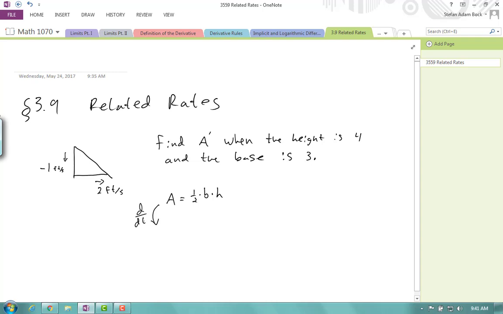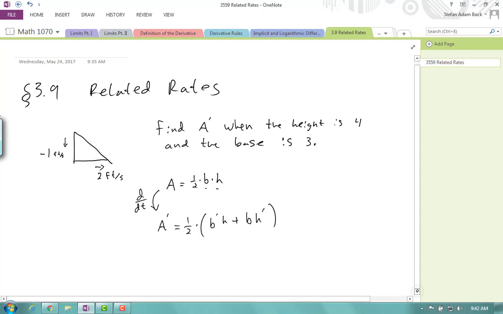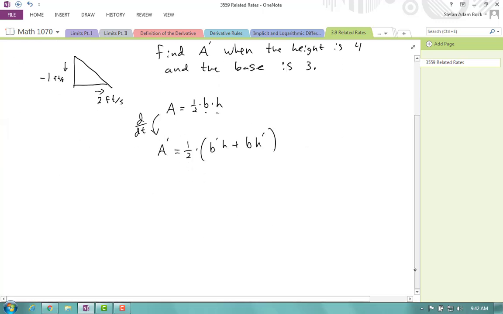Take the derivative with respect to time, so I'll have A prime, or dA dt if you prefer, which is equal to 1/2 times, and here I have two variables, so I'm going to do a product rule between them. I'm going to have B prime times H plus B times H prime. And then after I take my derivative, I'm going to plug in as much information as I can to try to solve my problem. I'm trying to find A prime when my height is 4 and my base is 3.